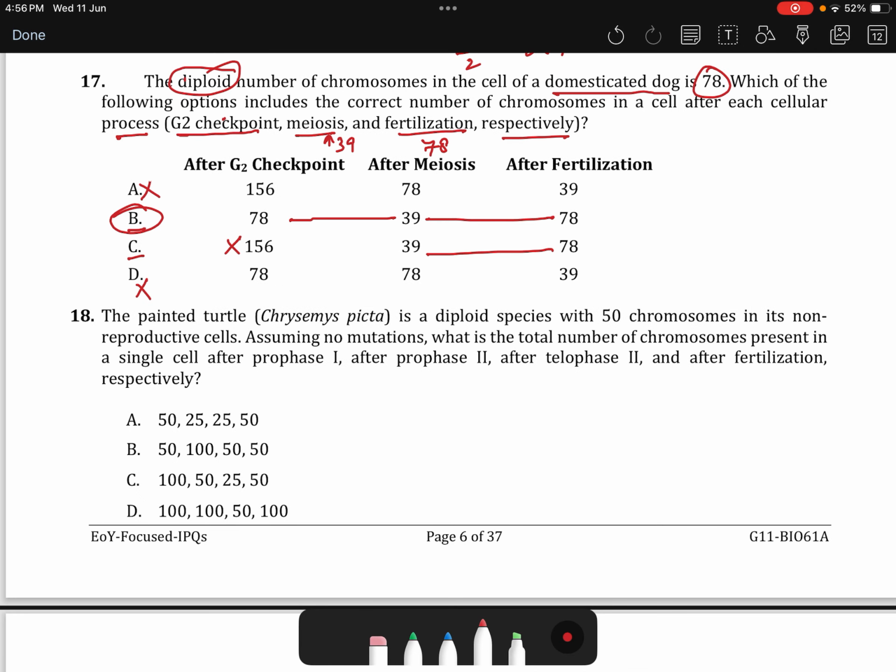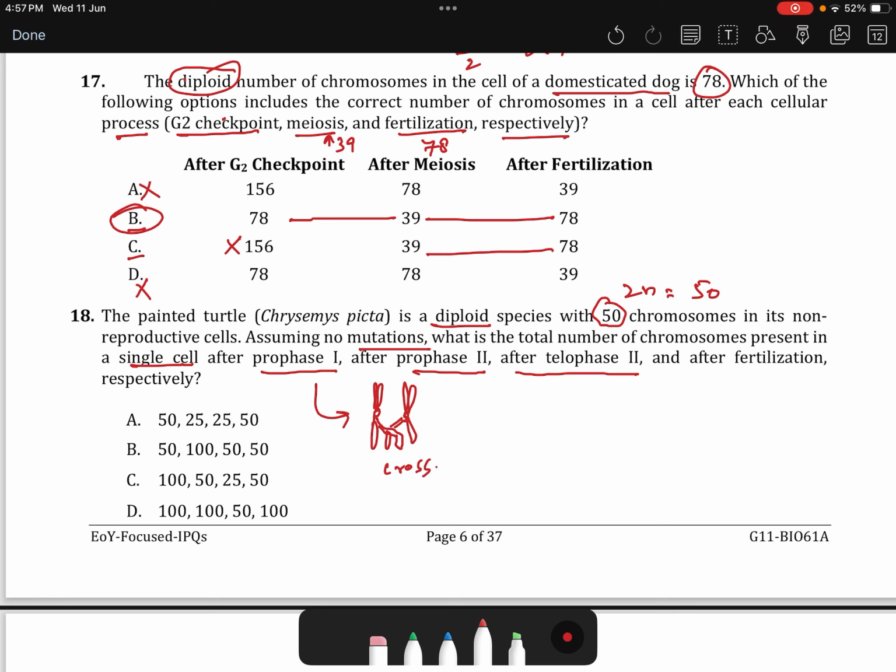The painted turtle, doesn't matter whoever it is, is a diploid species, so diploid number 2n is equal to 50. Assuming no mutation, what is the total number of chromosomes present in a single cell after prophase 1, after prophase 2, and after telophase 2? So we need to see what happens in prophase 1. Prophase 1 is where you see the chromosomes like this, and they do crossing over. So this is prophase 1. It doesn't have anything to do with the number of chromosomes.